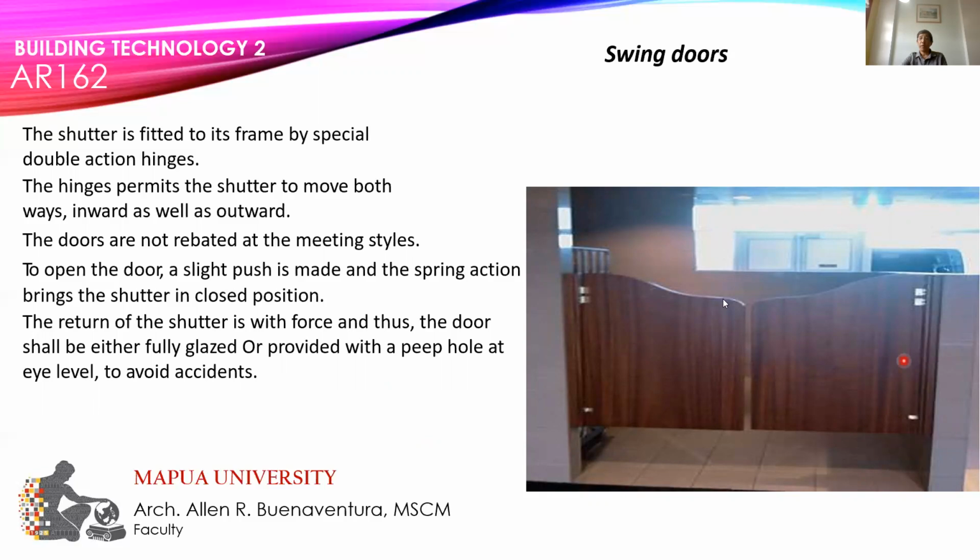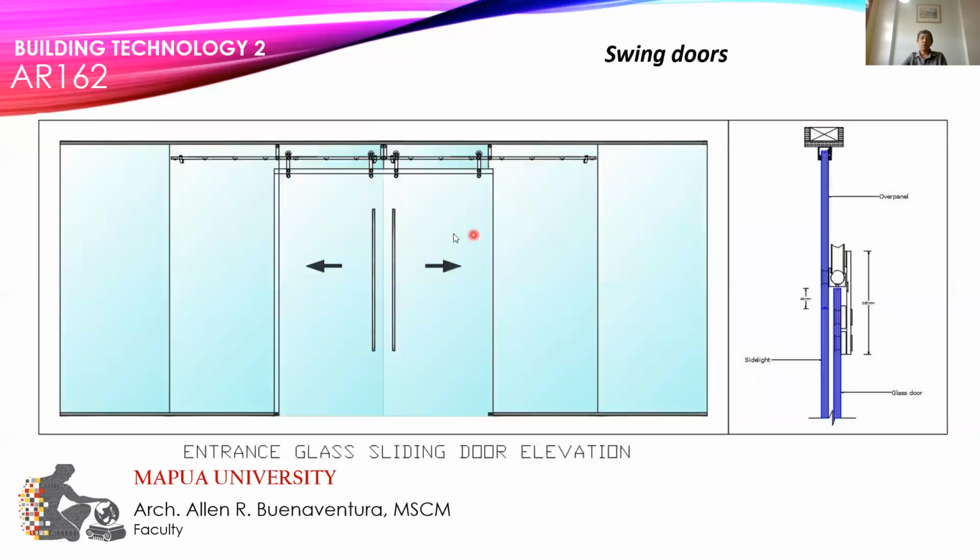So this is a typical design of a swing door. There is a swing hinge at the end of the door. This is a double action door. If you push it forward, it will return to the normal position as you enter the area. So this is a swing door.